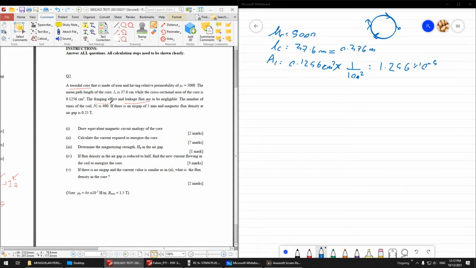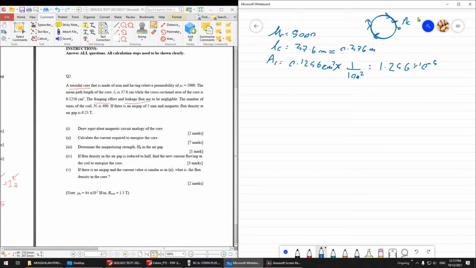Fringing effect is, remember, if there is a gap here, an air gap. If you have fringing effect, the area at the core is not the same as the area at the gap, AG. So that is what is meant by fringing effect. But if fringing effect is neglected, then A core is equal to A gap. So make sure you know the meaning of fringing effect and leakage flux.